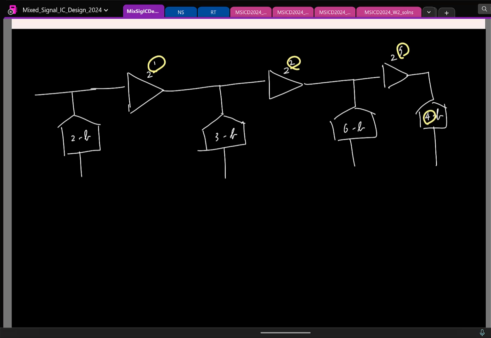And in each stage you have 1 bit of redundancy. So the effective resolution you have is 9, 11, 12 bits. But the total number of bits you can have in the final digital data is 2 plus 3, 5, 11, 15. So you have 3 bits of redundancy, 1 in each stage.